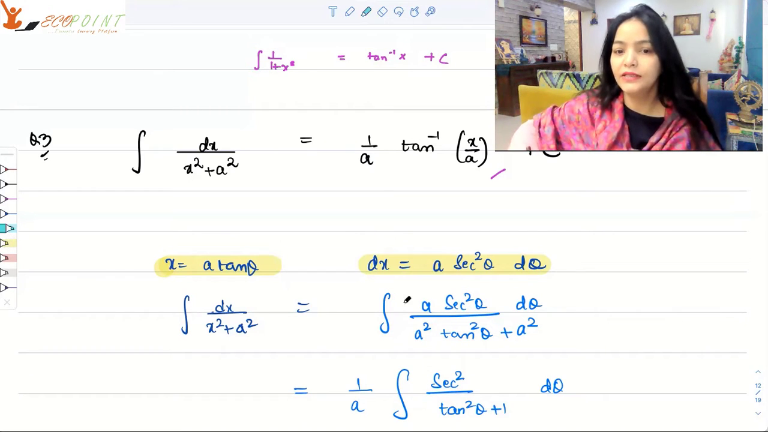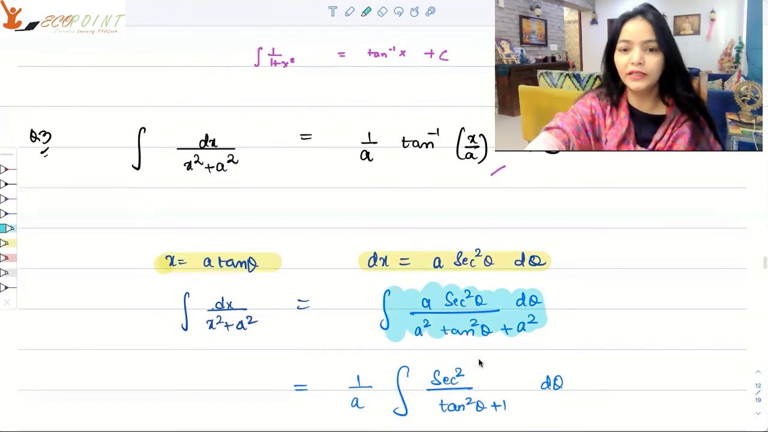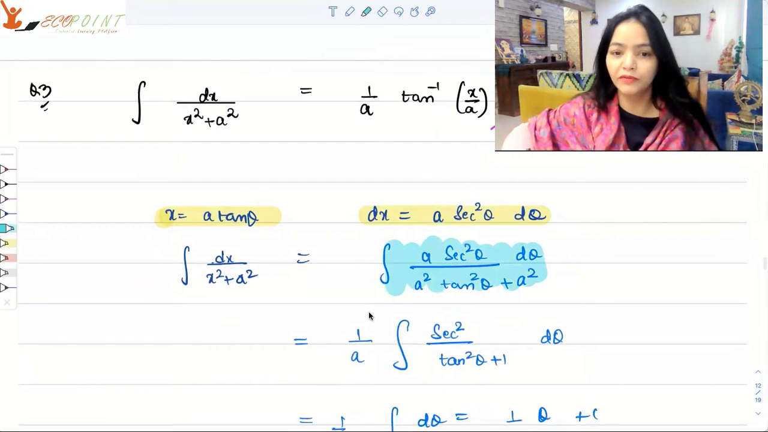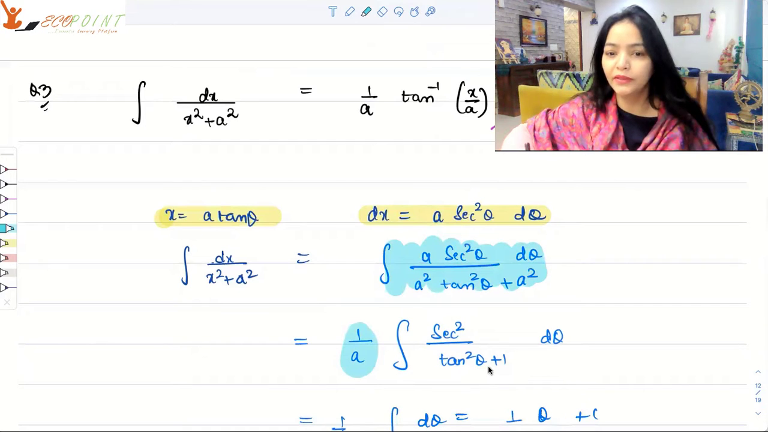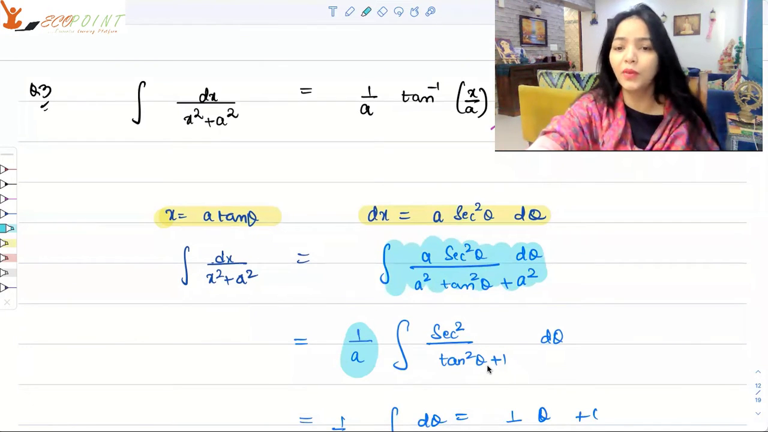So the integral of 1 upon x squared plus a squared dx would turn into a secant square theta d theta in the numerator and a square tan square theta plus a square in the denominator. A square could come out common in the denominator and cancel out with one of the a's. So you will be left with 1 upon a in total, and then you have secant square upon tan square plus 1. Now tan square plus 1 essentially is secant square, right?